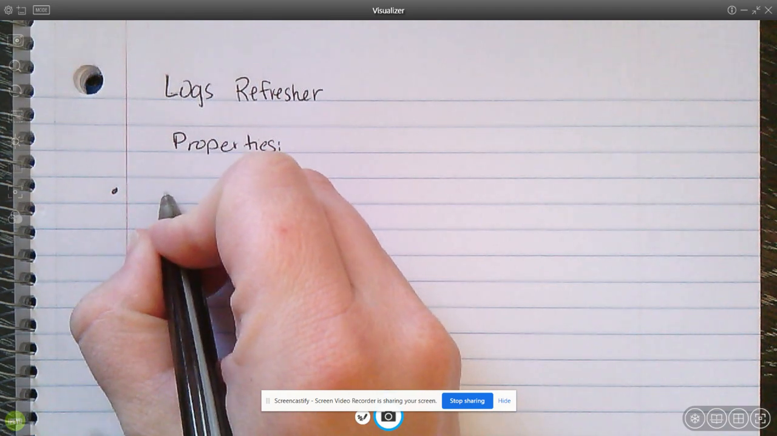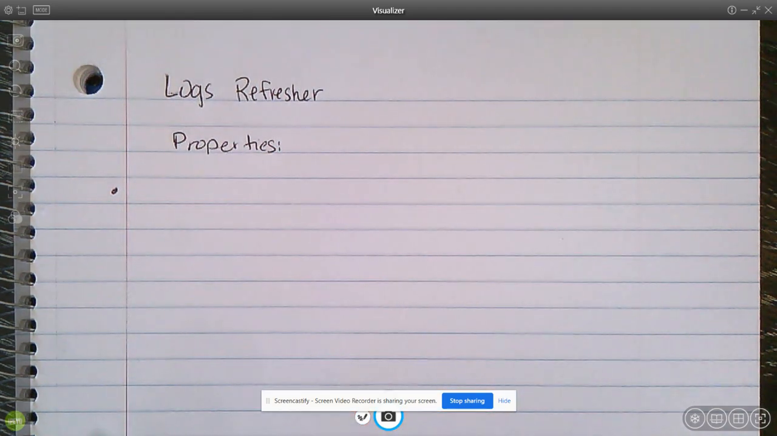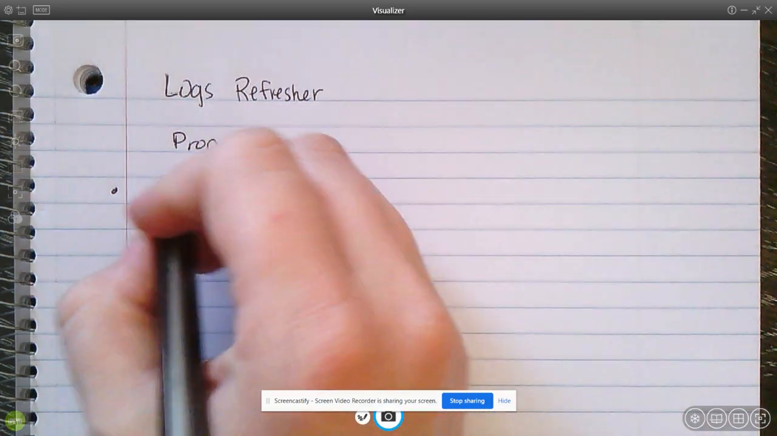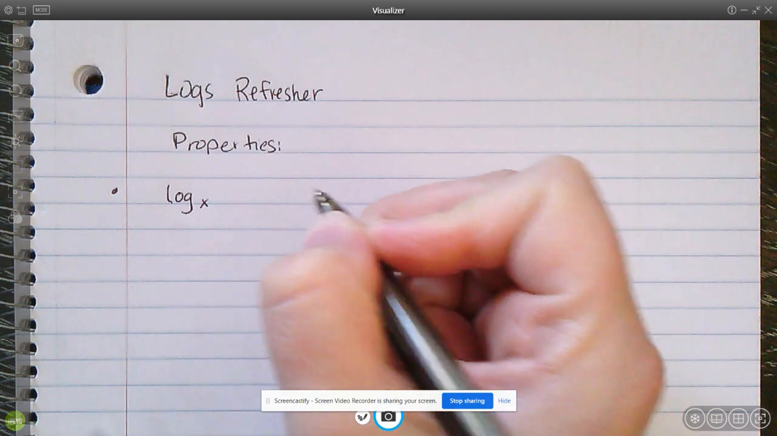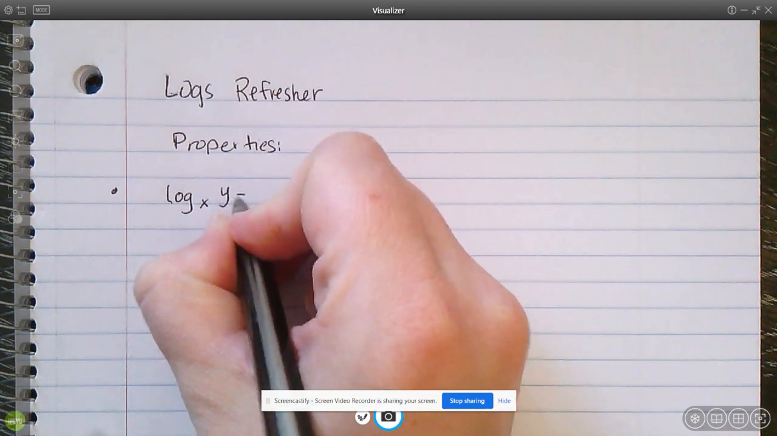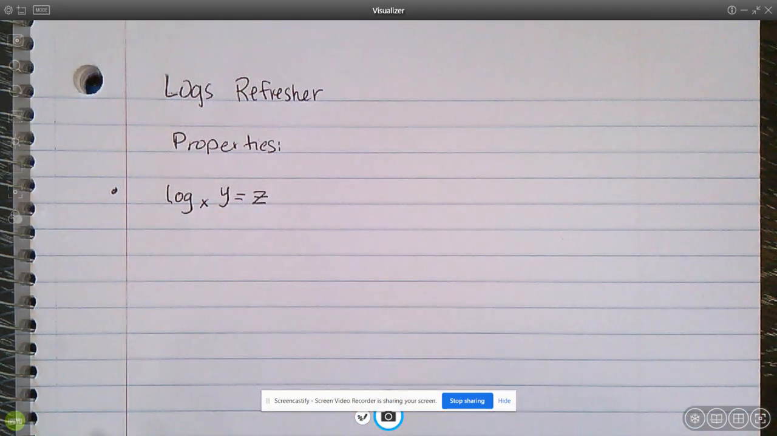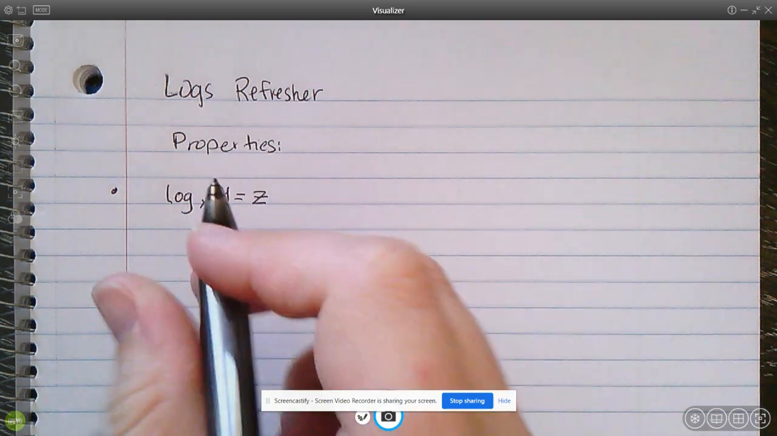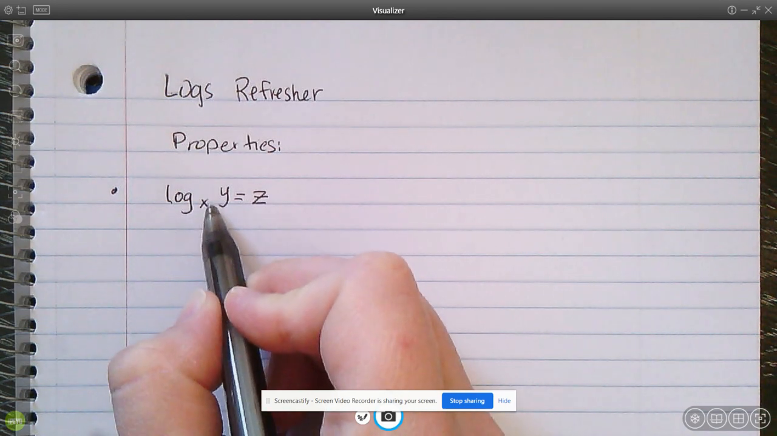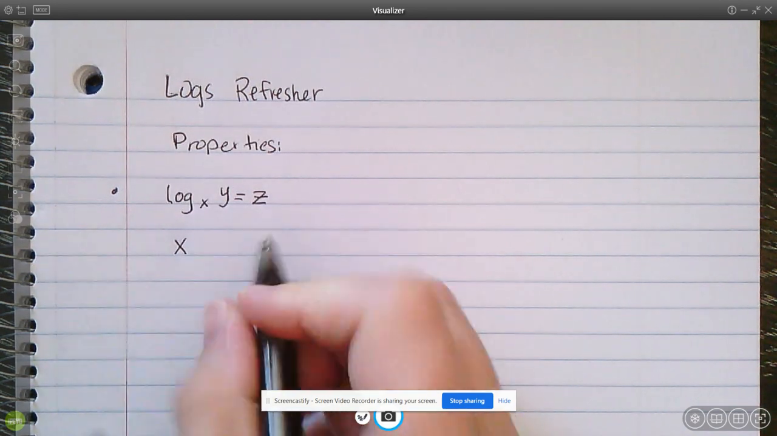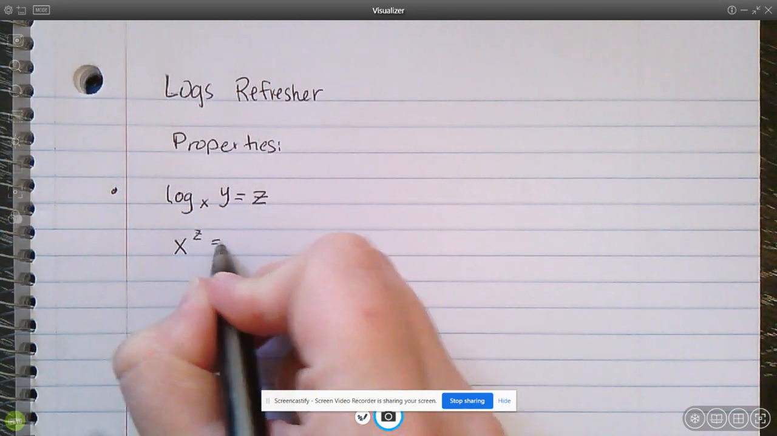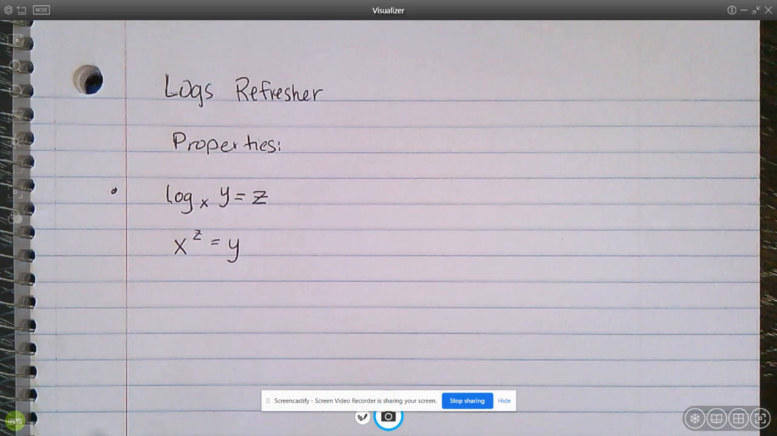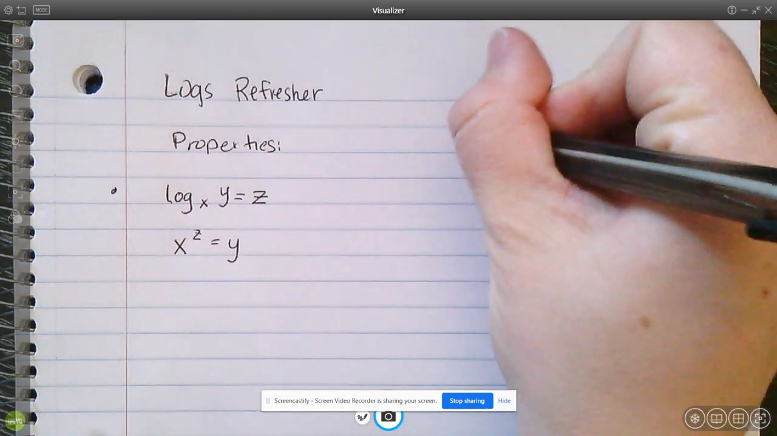So we need to know how to switch from logarithm to exponential form. So an example would be log base x of y equals z. So this is written in logarithm form. To write it in exponential form, this little guy is your base. So you're going to have x. This will be your exponent to the power of z equals y. And then we'll do an example.